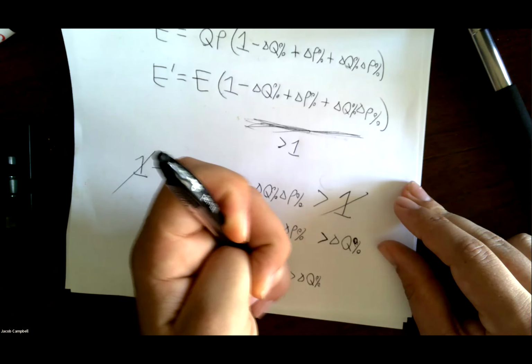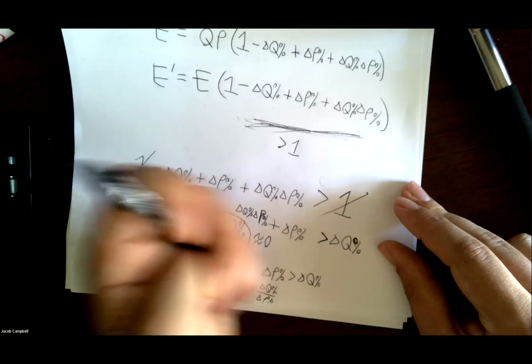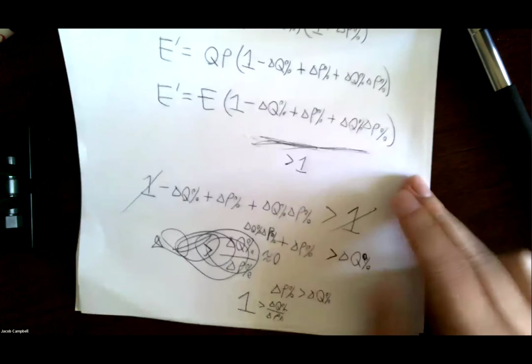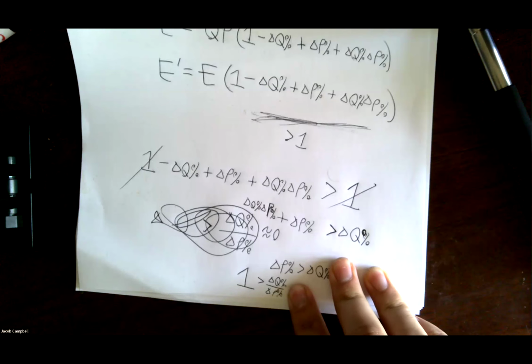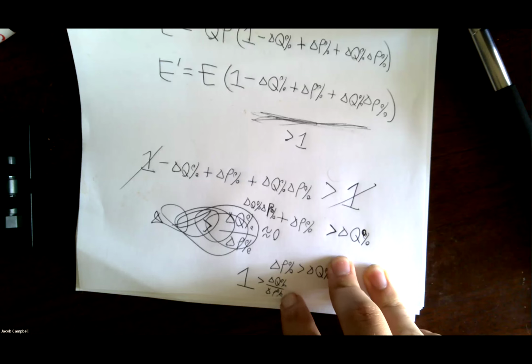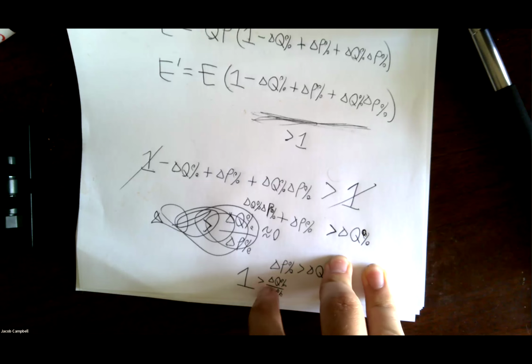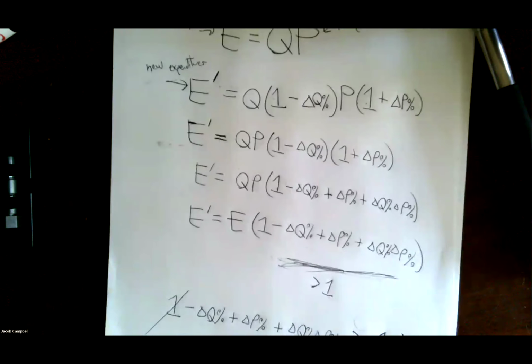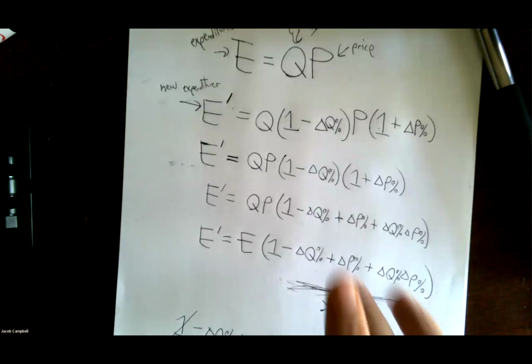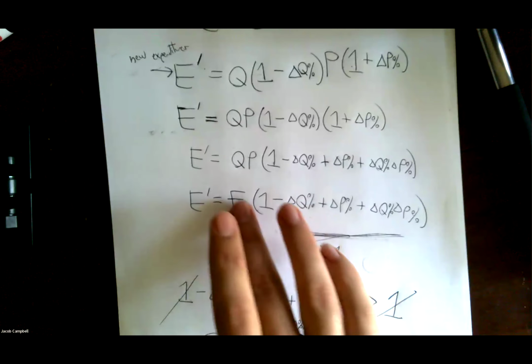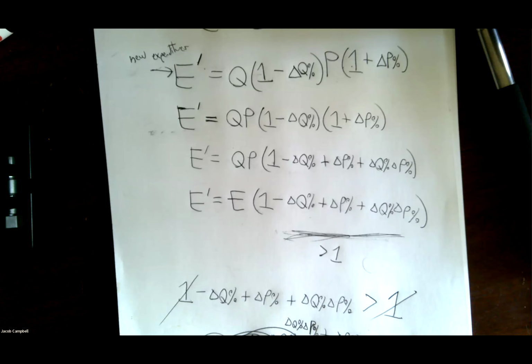And then finally, last step, we get this expression right here. The percentage change in the quantity divided by the percentage change in the price would have to be less than 1 in order for the new expenditures to be higher than the old expenditures.